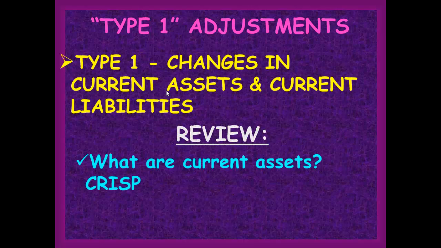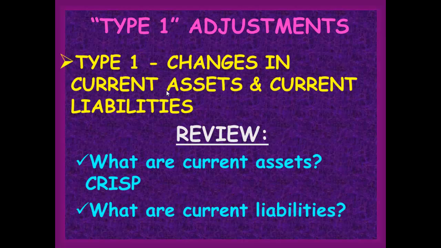Current assets are assets that I expect to use up or convert to cash within what time period? Short term, within 1 year. My silly word for current assets is CRISP: cash, receivables, inventory, supplies, and prepaid. Current liabilities are debts that I plan to pay off within 1 year. Tell me some common current liabilities, like accounts payable that I owe to my vendors. I better pay those off within a year, right? Wages payable, I better pay my employees what I owe them within a year. Taxes payable, perhaps. All right, so short term. So CRISP will give you your current assets and then your short-term liabilities.